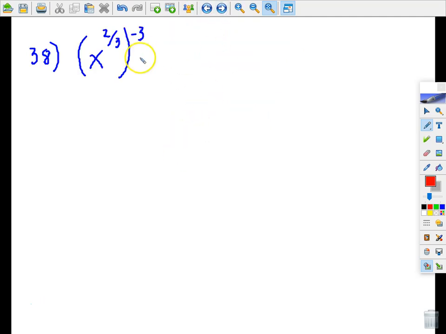Okay, moving right along. Number 38, this is a new section. Page 383, you're supposed to write in simplest form and assume all variables are positive.